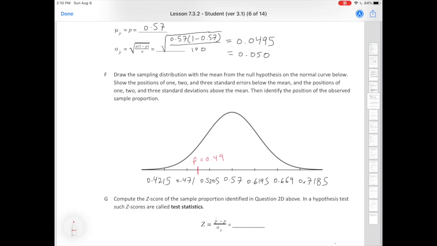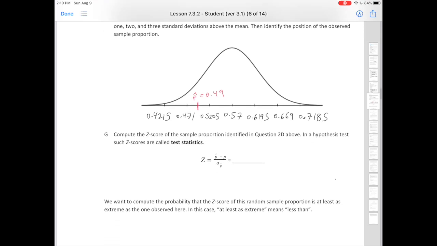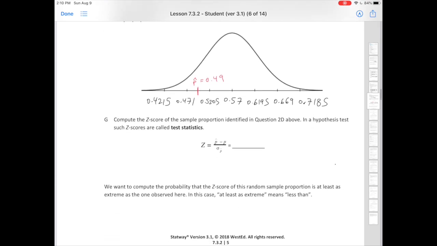Off the top of our head, as we're looking at that, does that look like it's super unusual that she got that number? According to this picture, it's not even 2 full standard deviations away, right? It's maybe like 1.5 standard deviations, and that is not that unusual. So I can kind of predict here that her alternative hypothesis is probably not going to be supported by this evidence. Okay, but let's keep going, and we'll see for sure.